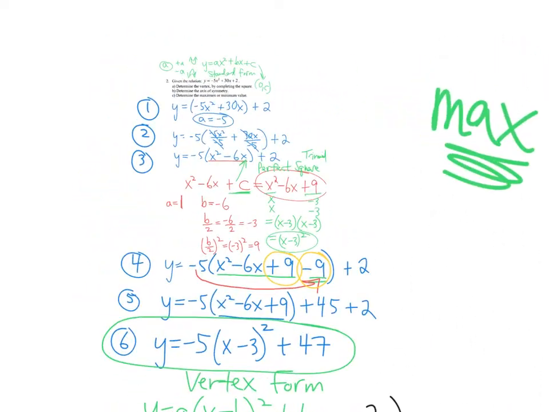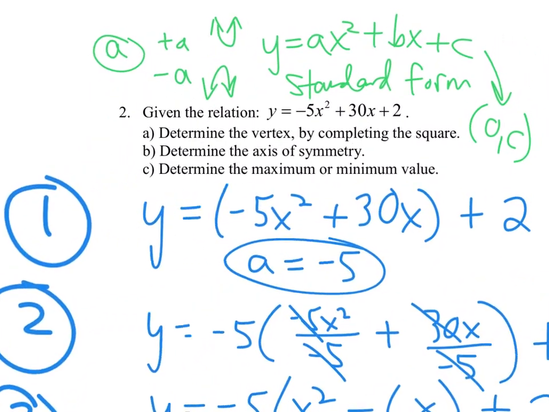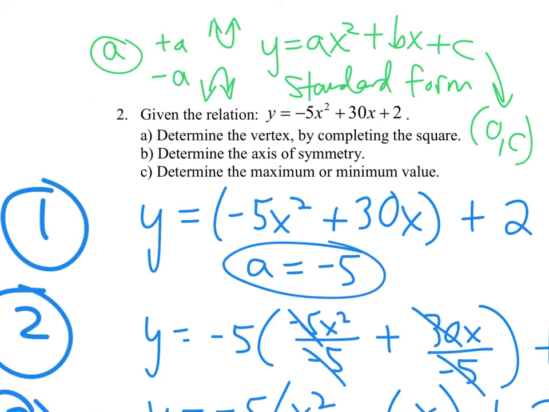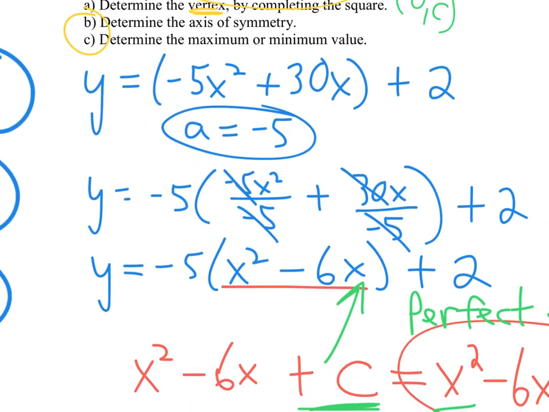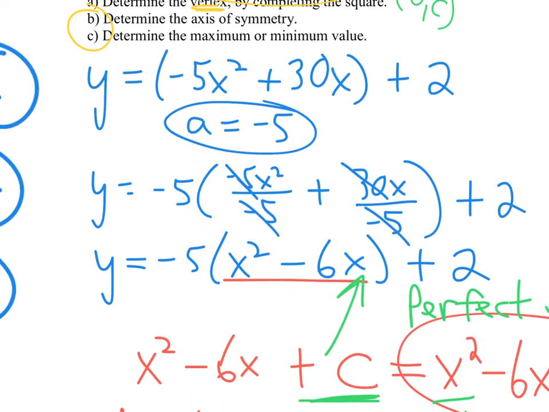So, big picture, we were given a quadratic relation in standard form, and the goal was to determine the vertex, the axis of symmetry, and the maximum value. And both these answers are inside the vertex. And we use the technique called completing the square to determine the vertex. So what is completing the square? Now that we have it all written out, let's review it.